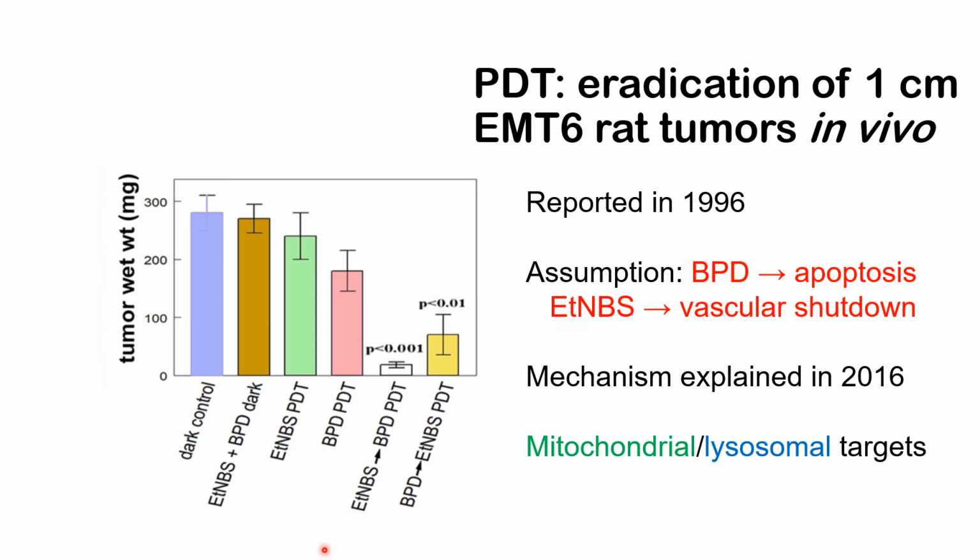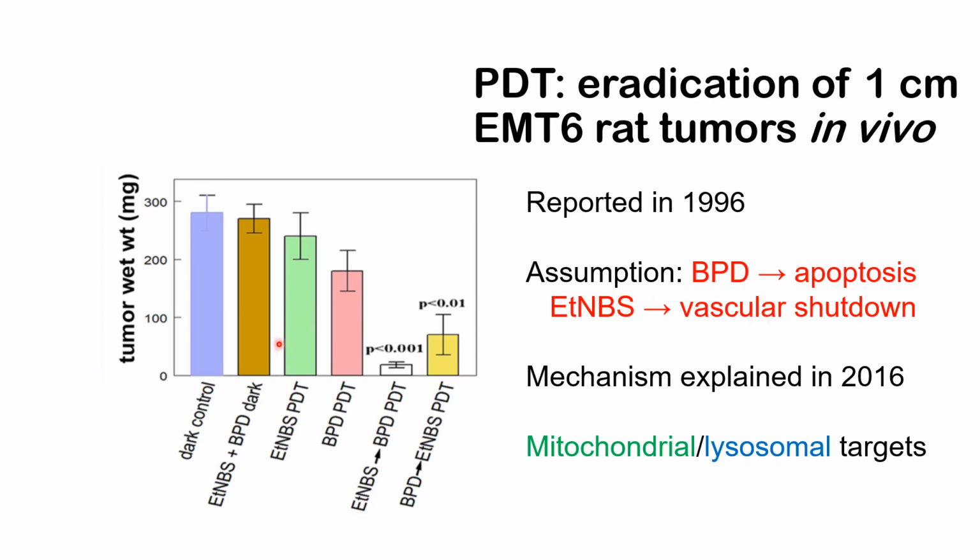But the combination of two photosensitizers, BPD and ETNBS, resulted in eradication of 1 centimeter deep tumors in the rat. BPD was known to target mitochondria and the ER, while we now know that ETNBS is specific for lysosomes, but it was also known that this could shut down the tumor vasculature. So the theory was that a PDT dose of ETNBS that had only a slight effect, combined with an effect on the vasculature, could cause a net increase in photodynamic efficacy.